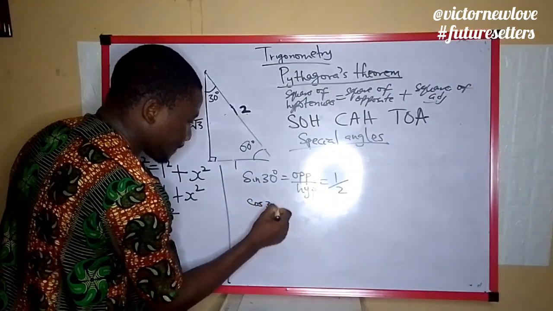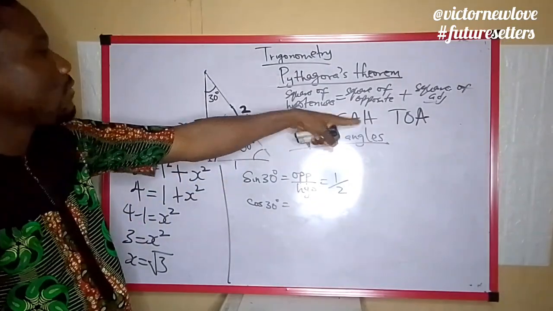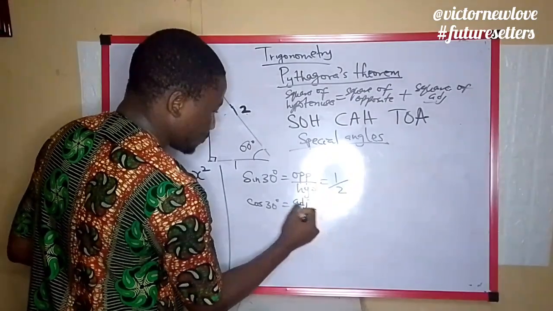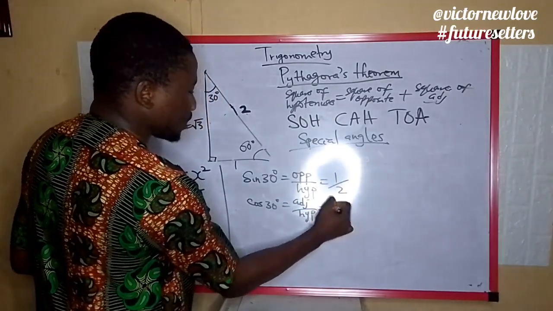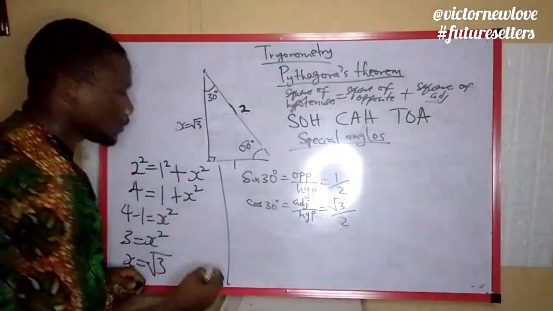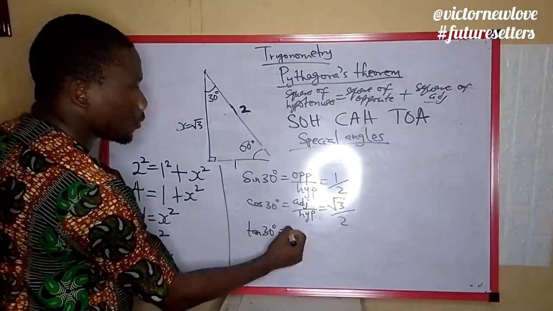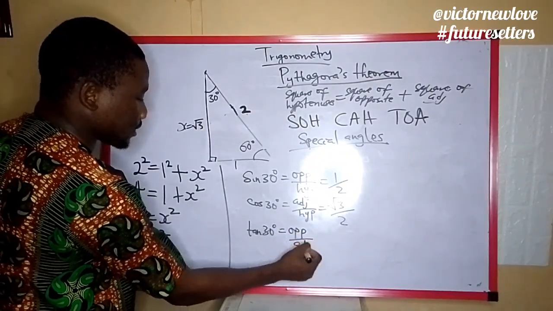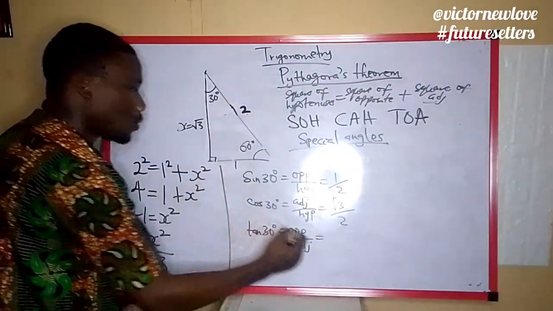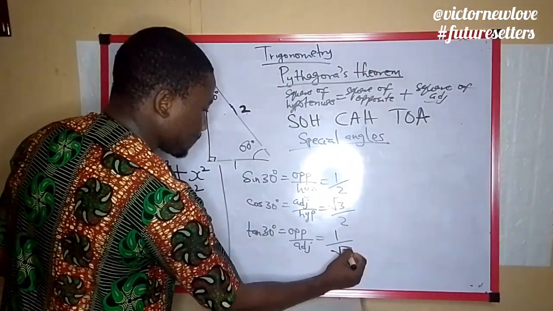We have cos 30 degrees. Cos means adjacent over hypotenuse. Adjacent is root 3, hypotenuse is 2. So we have cos 30 is root 3 over 2. Then we have the next part, tan 30, opposite over adjacent. Opposite is 1 over adjacent, which is root 3.